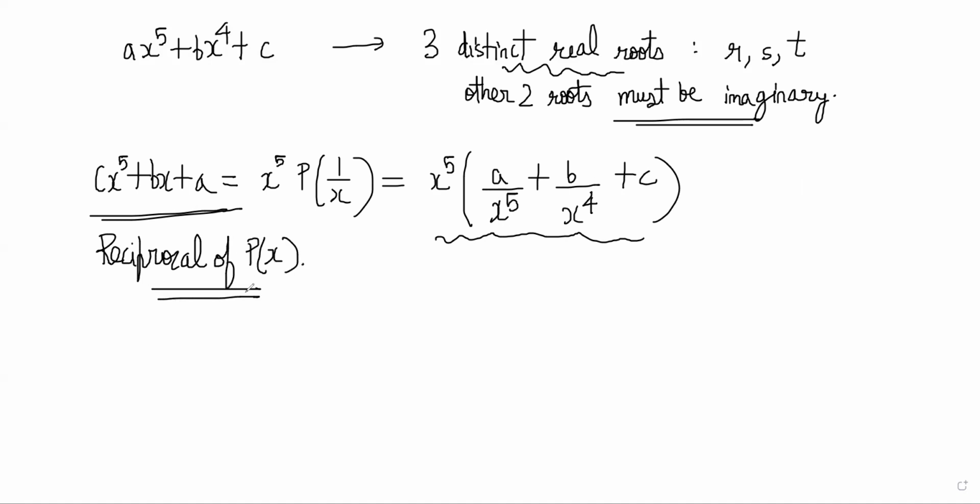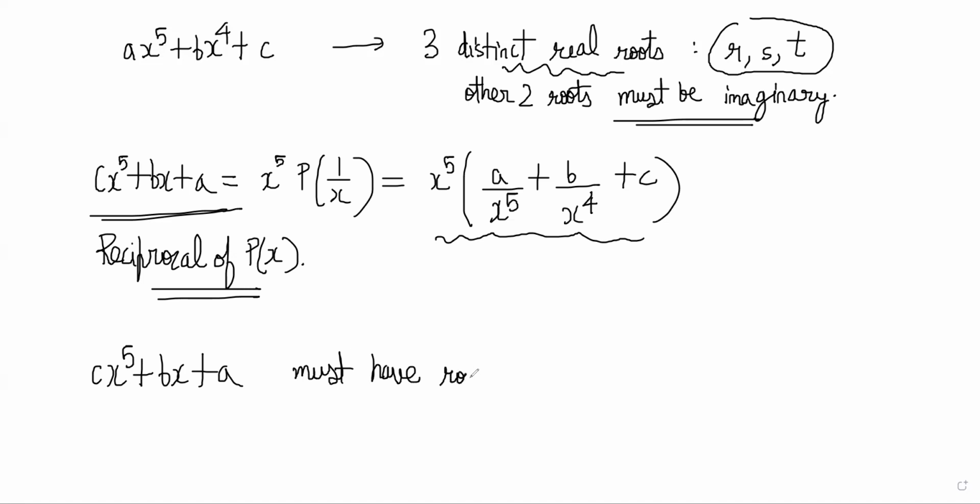Right? So we know that the second polynomial is a reciprocal of p of x. Therefore, by using our theorem for the non-zero roots of the original polynomial, the reciprocal polynomial cx^5 + bx + a must have roots 1/r, 1/s, 1/t, right?